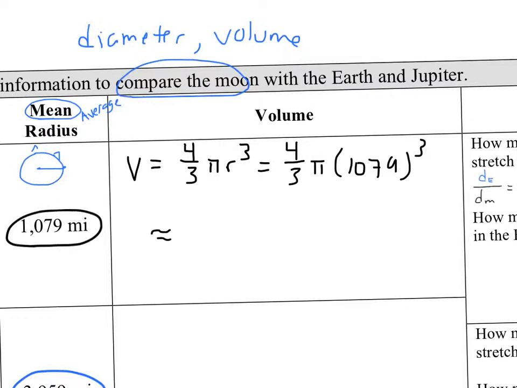So punch all this right here into my calculator: 1079 cubed times pi times 4 divided by 3. Let's write down all the numbers, and then we'll figure out if it's millions or trillions or gazillions.